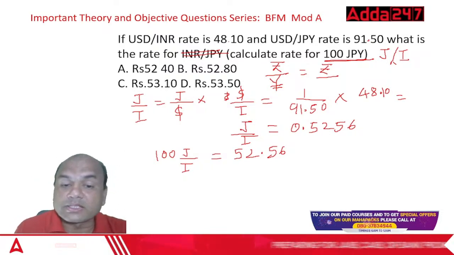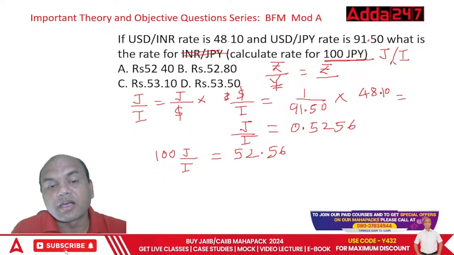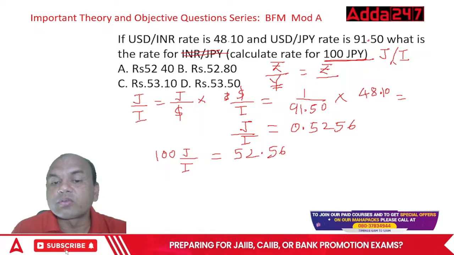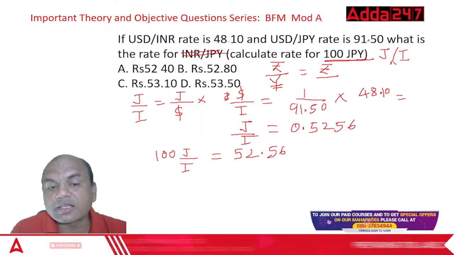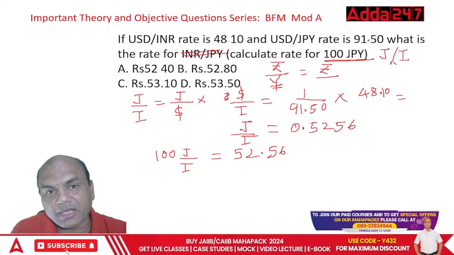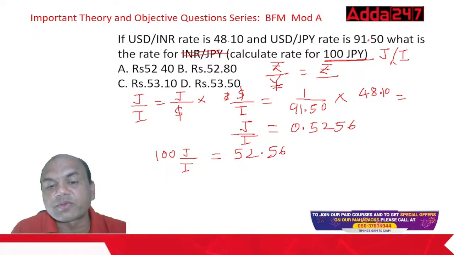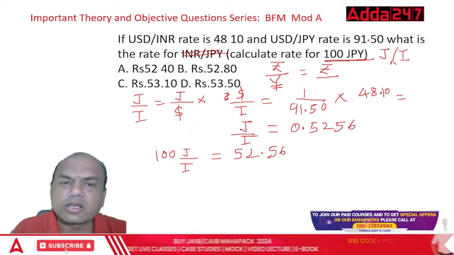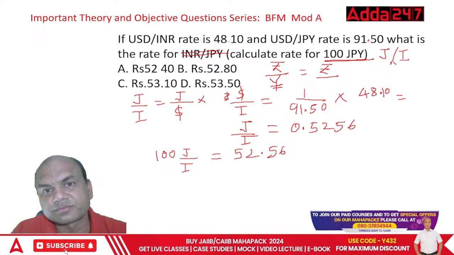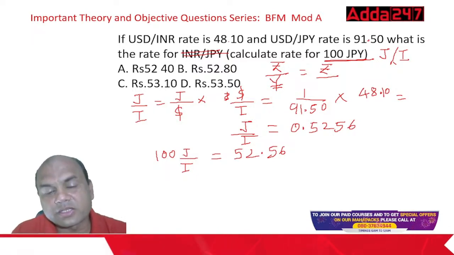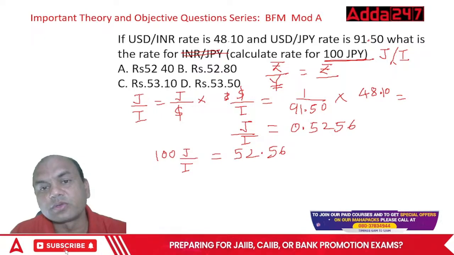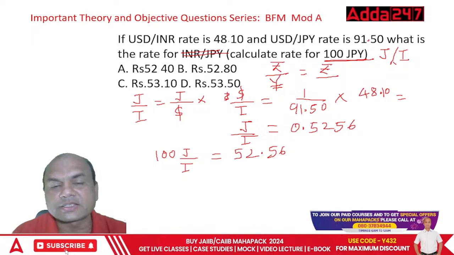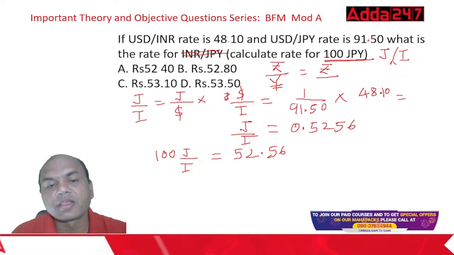Remember, what does this mean? You must understand this first. 100 JPY equals 52.56 rupees. So what does it mean? Rupee is stronger than JPY. Let me ask you this question. 100 JPY equals 52 INR, let's say. Forget this 0.56. Now tell me who is stronger? JPY is stronger or rupee is stronger? 100 JPY equals 52 rupees. So who is stronger? Rupee is stronger, correct. In the comment section, rupee is stronger, correct.